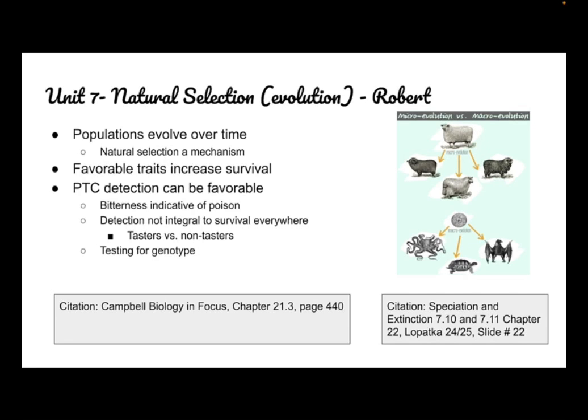As relating to our lab, PTC detection can be seen as favorable. This trait can be favorable because bitterness in nature often indicates toxicity or poison. However, PTC detection isn't necessarily essential for survival in all environments. This is evident since some people are tasters and others are non-tasters, demonstrating that there is genetic variation within our species. We also tested for this by identifying our individual genotypes related to PTC sensitivity.